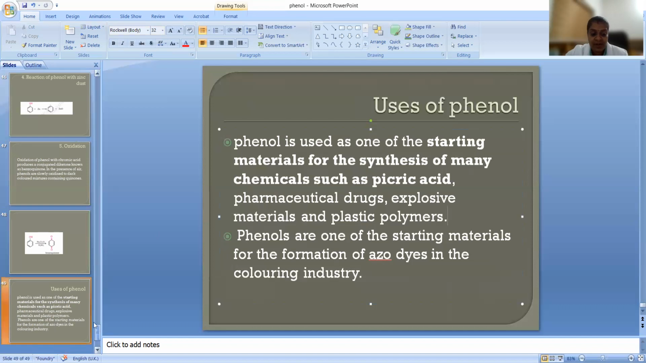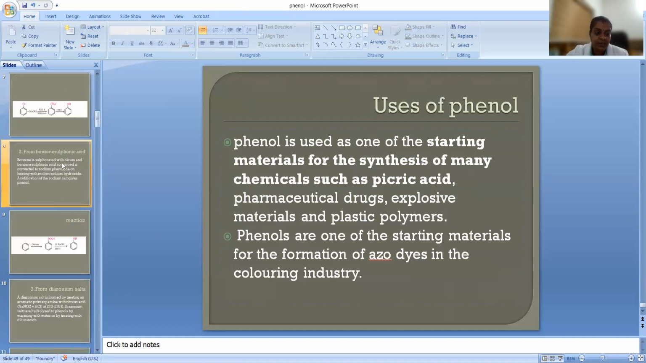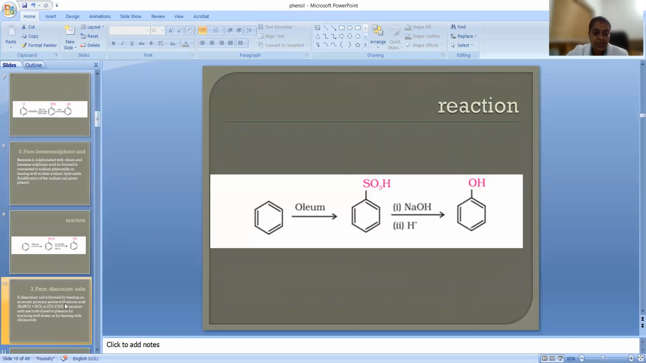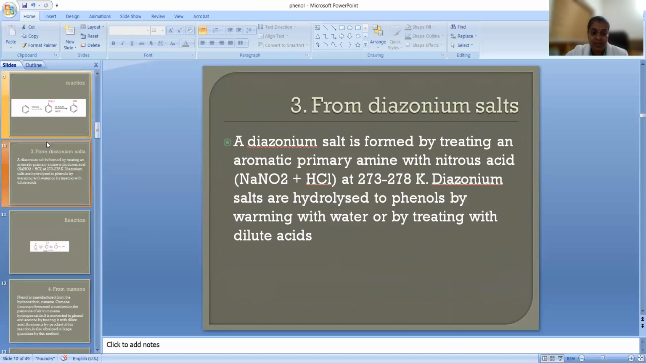One more thing is there, one more method of preparation. We discussed only three methods of preparation. We can get phenol from diazonium salt also. How are we getting phenol from diazonium salt? A diazonium salt is formed by treating an aromatic primary amine with nitrous acid. Let us see that reaction.